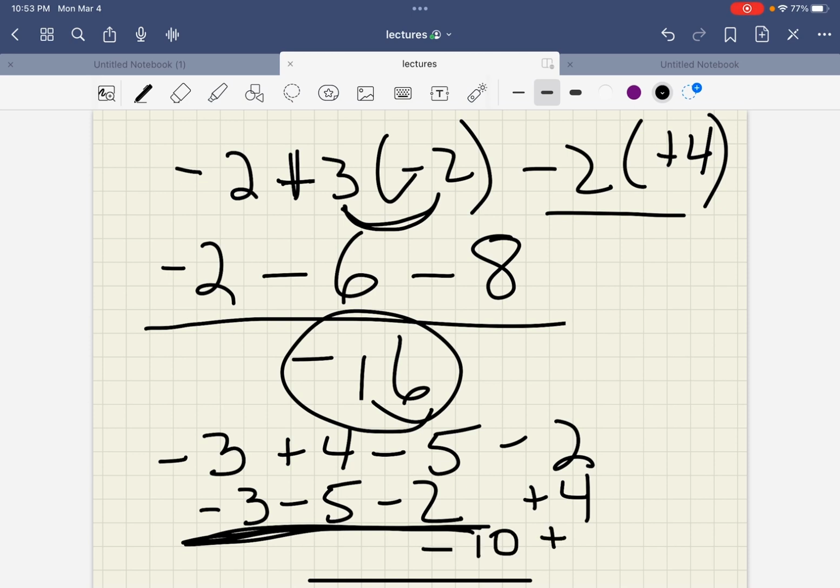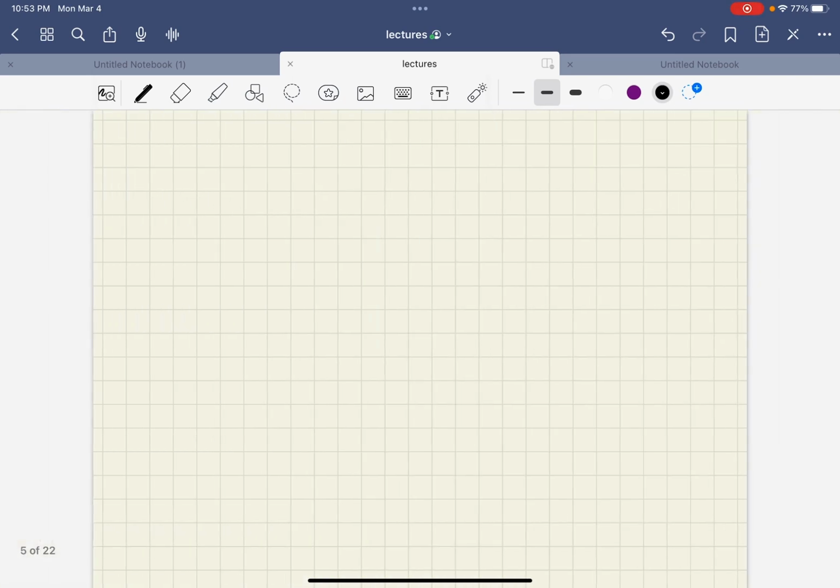And now we have negative 10 plus 4. So those are unlike signs. Remember, if the signs are unlike or they're not the same, we subtract, and we keep the sign on the larger number. So negative 10 plus 4, subtract, that would be 6, and the sign on the bigger number was negative, so our answer is going to remain negative.